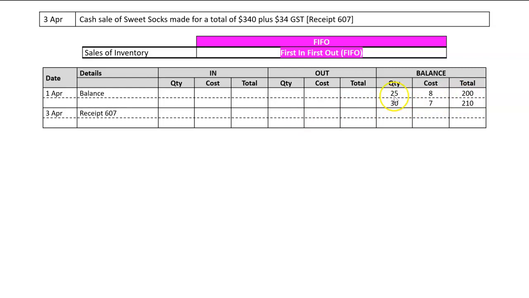What I will assume is that the 17 must have come from this pile here. Because they're the first ones that were in, they'll be the first ones that are out. So it was 17 at $8. If I had 25 at 8 the day before, and 17 are gone, that leaves me with 8 pairs at $8 for a total of 64. And these $7 units are still there.